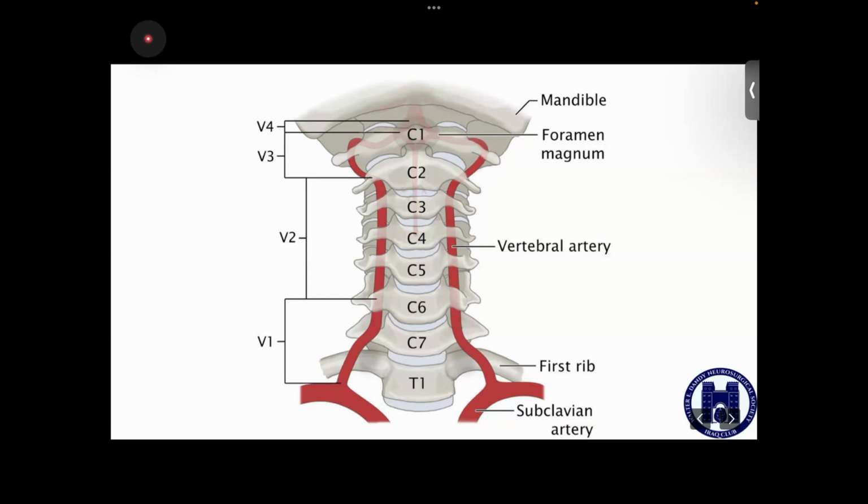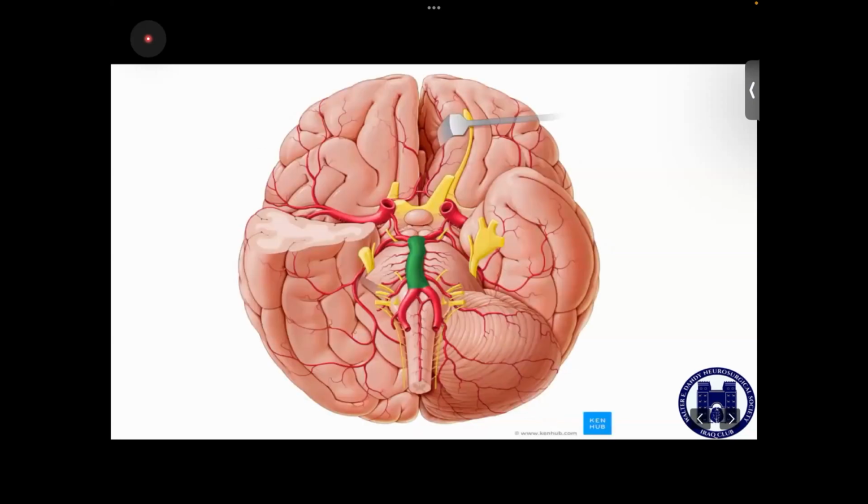After these two arteries enter the foramen magnum, at the level of the pons, they unite to form a single artery. It's called the basilar artery, and the basilar artery will eventually divide into the posterior cerebral arteries. This is about the anatomy of the blood vessels. Why did I mention it? Because it has a relationship with the blood vessels of the spinal cord.